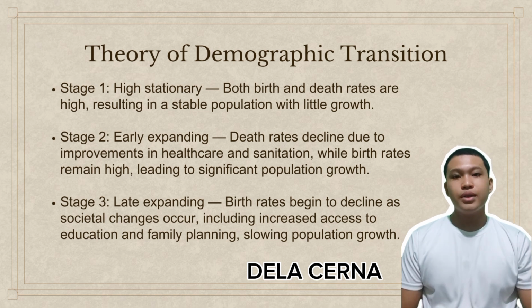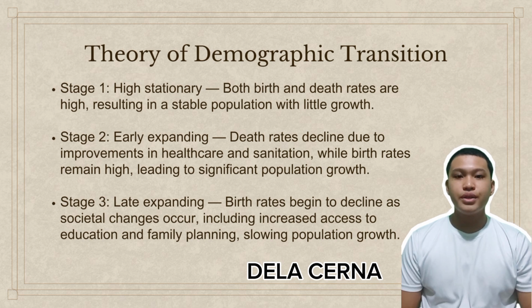So, the theory of demographic transition. The theory of demographic transition provides a framework for understanding the population changes that occur as societies develop economically. This model is typically divided into five stages. It outlines the shifts of birth and death rates that characterize a country's population dynamics.